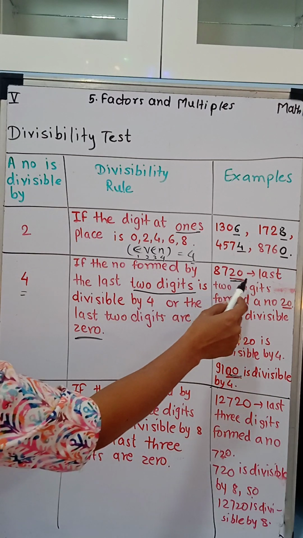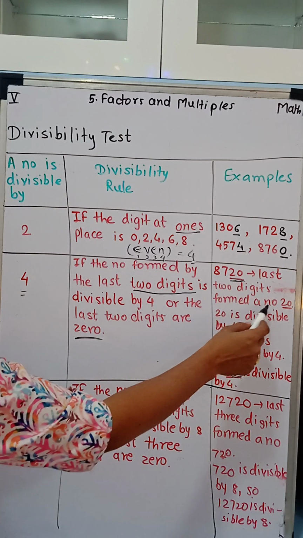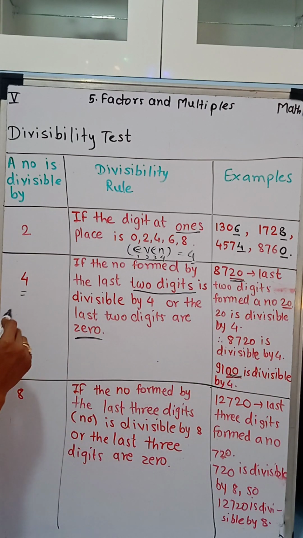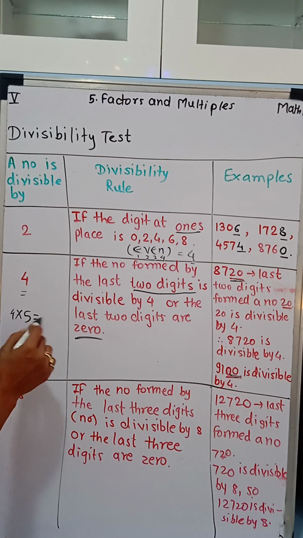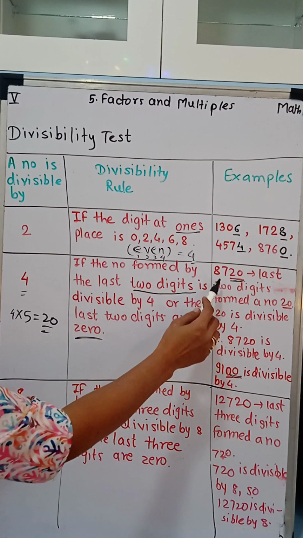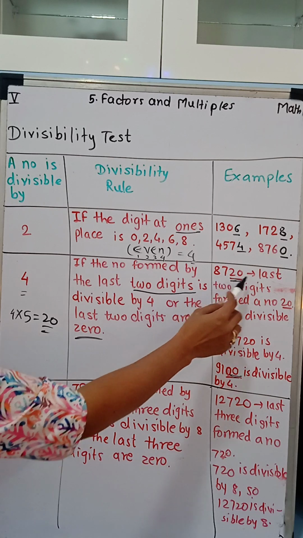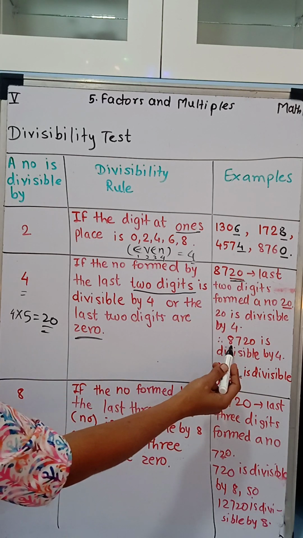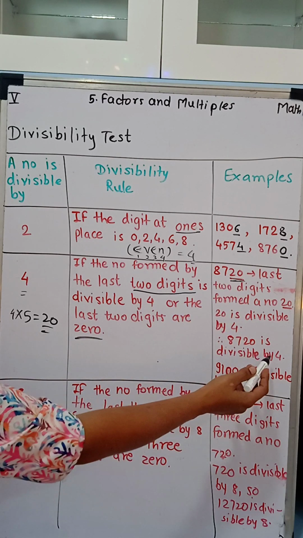Here in 8720, the last two digits form the number 20. As we know that 4 fives are 20, and 20 is divisible by 4, this whole number 8720 is also divisible by 4. So 8720 is divisible by 4.